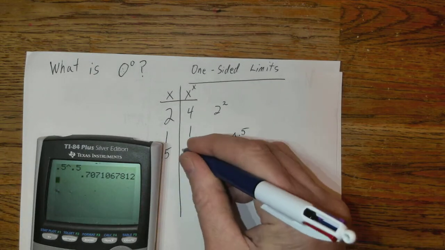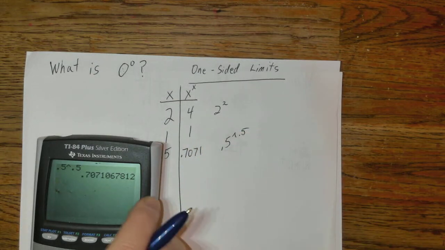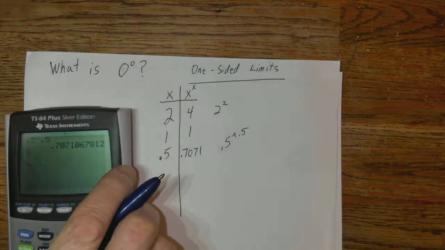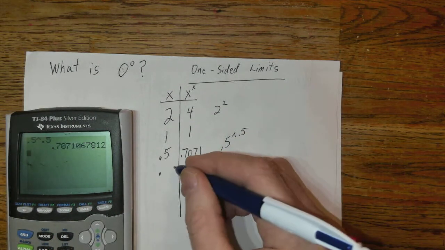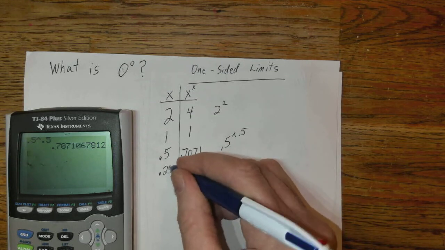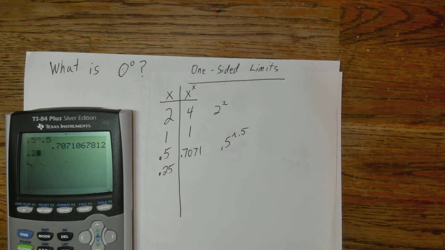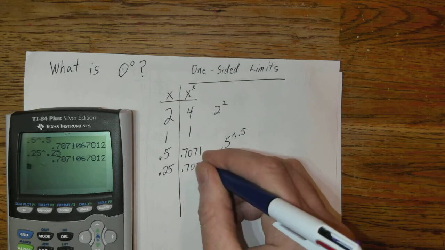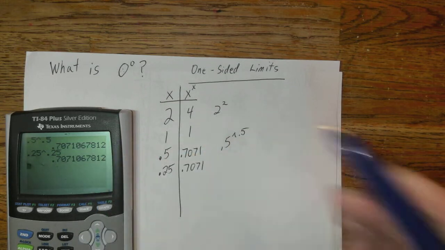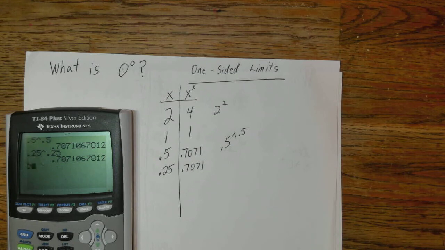I'm looking at 0.7071. Well, what if we do 0.25? 0.25 to the power of 0.25. That is the exact same value. That might be something interesting to look at.